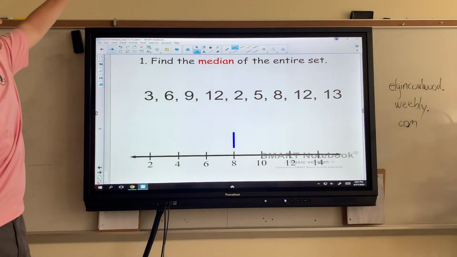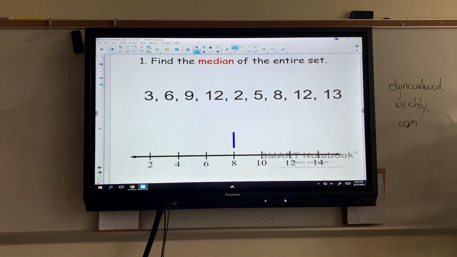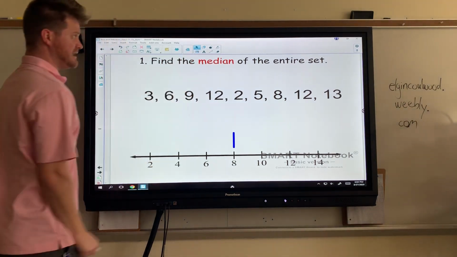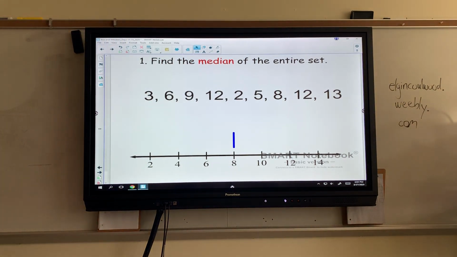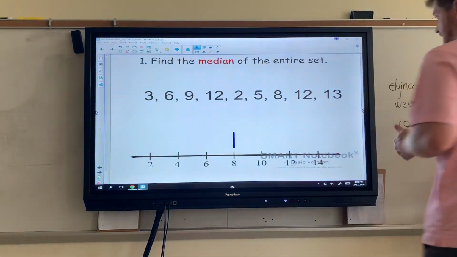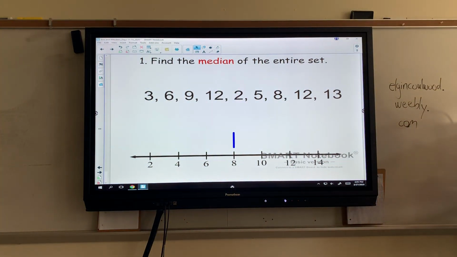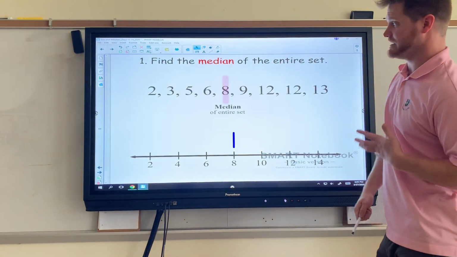All right, let's go over creating a box and whisker plot. For this, you can copy it down if you want. I would just pay attention, then practice creating one of these box and whisker plots. So, again, we said the first step is to order this from least to greatest. When I'm looking at these numbers, 3, 6, 9, 12, so far so good. But then we have 2, 5, 8, 12, 13. They're definitely not in order from least to greatest. So, if I were to rearrange it, it would look like this.